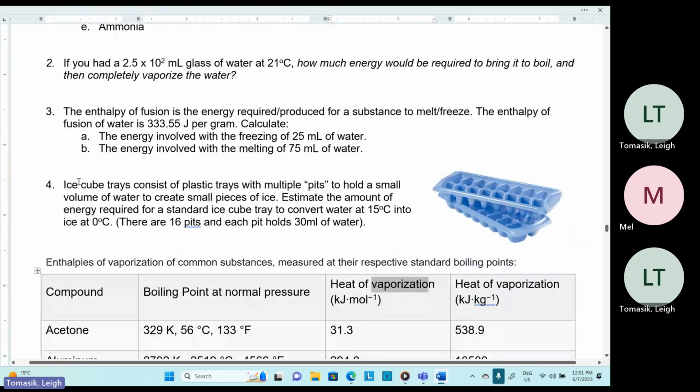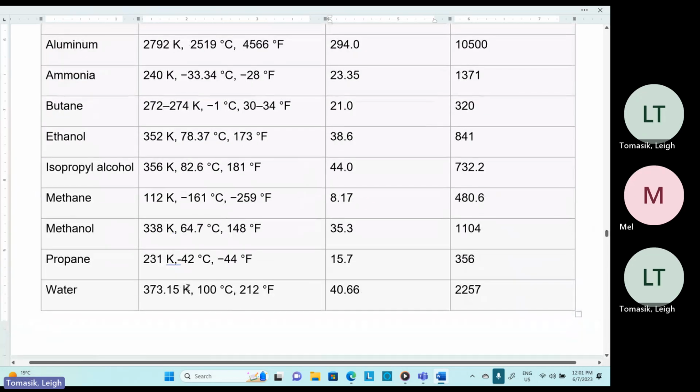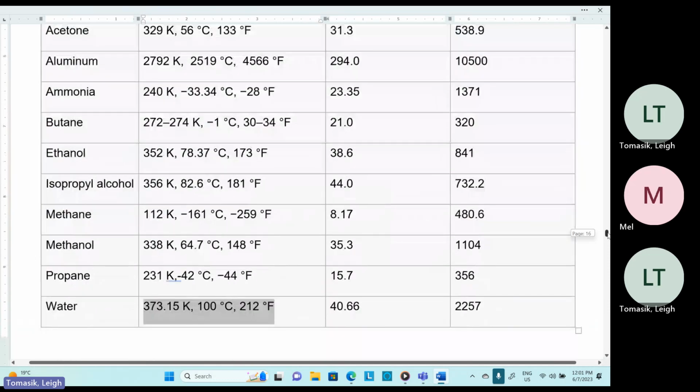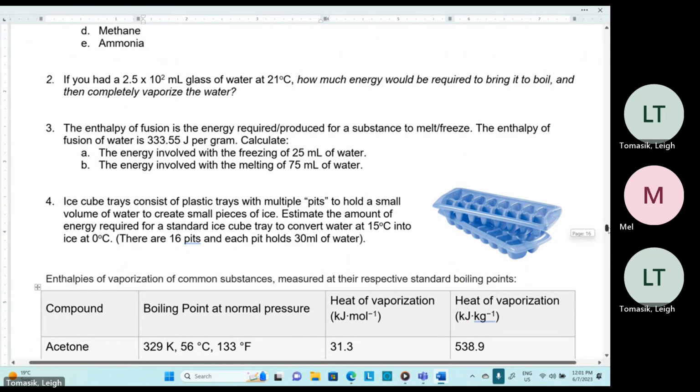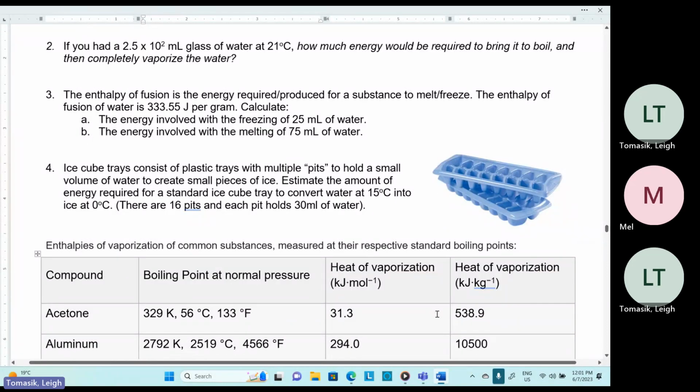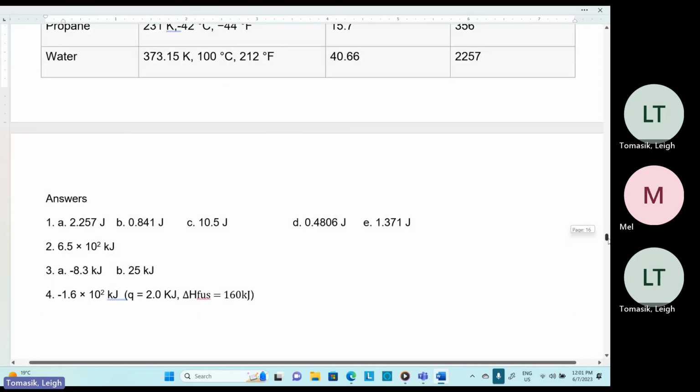Oh, it has water here. I think most of the questions involve water, but if they involve another substance, you can look it up in this table, is what I'm trying to get at. So you can use the previous tables or the table here, and everything should work out the same because they should have the same values.